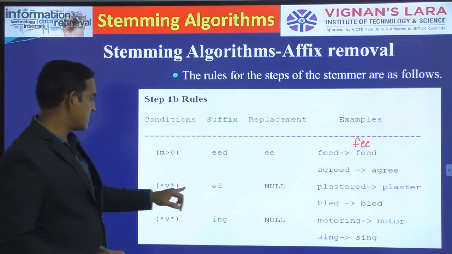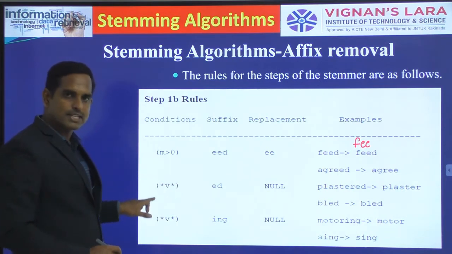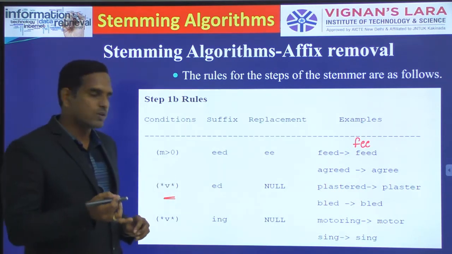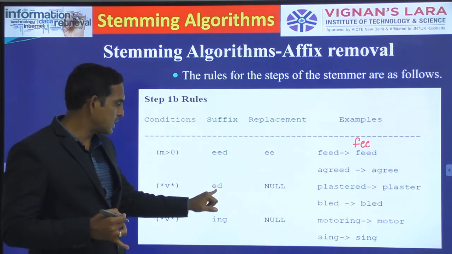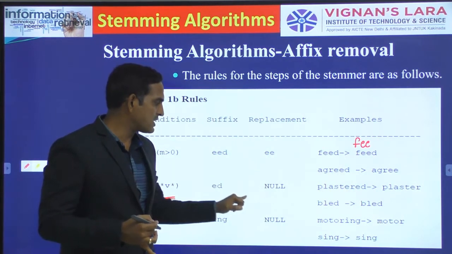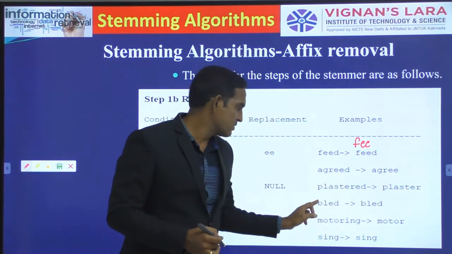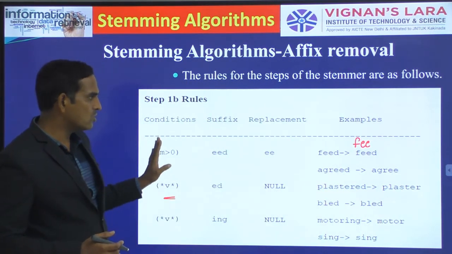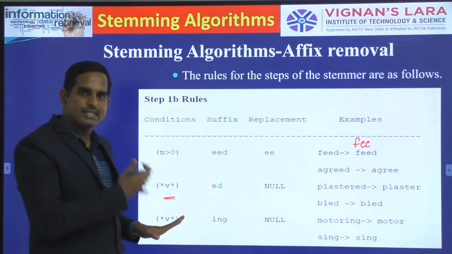In a similar manner, if your particular word's stem contains a vowel at any place, then this is the condition on the stem. If that word has ED at the end, it should be replaced with null. That is, plastered is replaced with plaster, and bled remains bled. So these are the various examples which will be performed at each and every step.